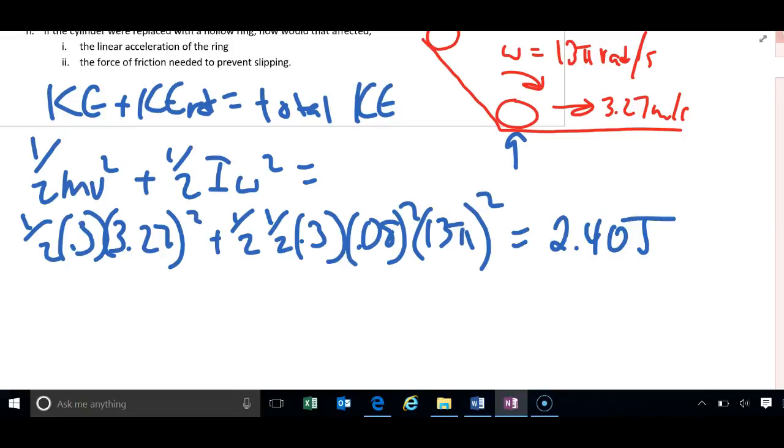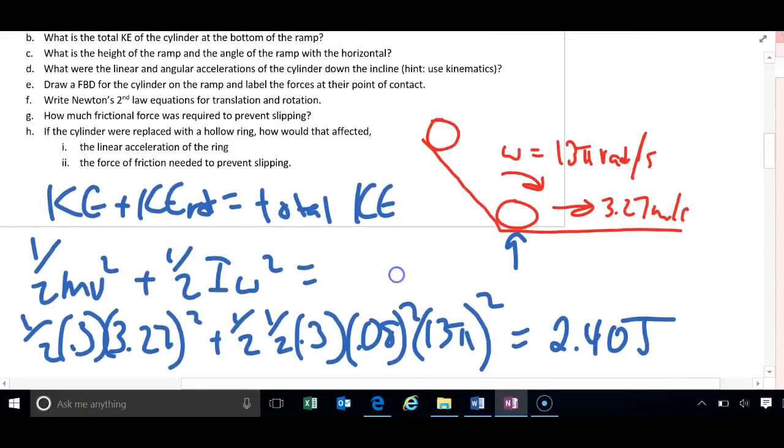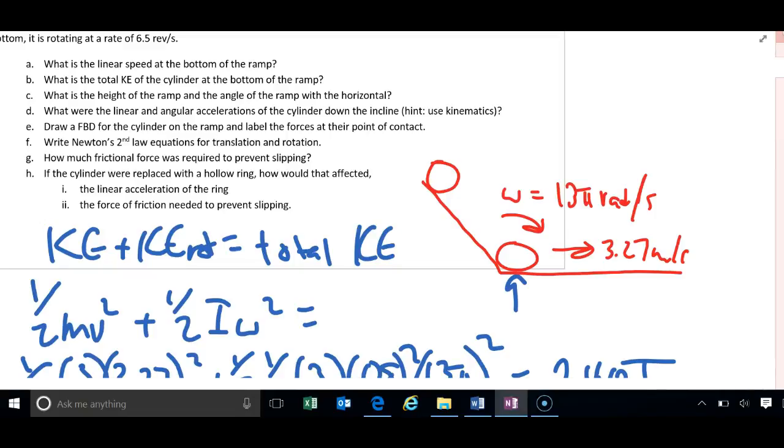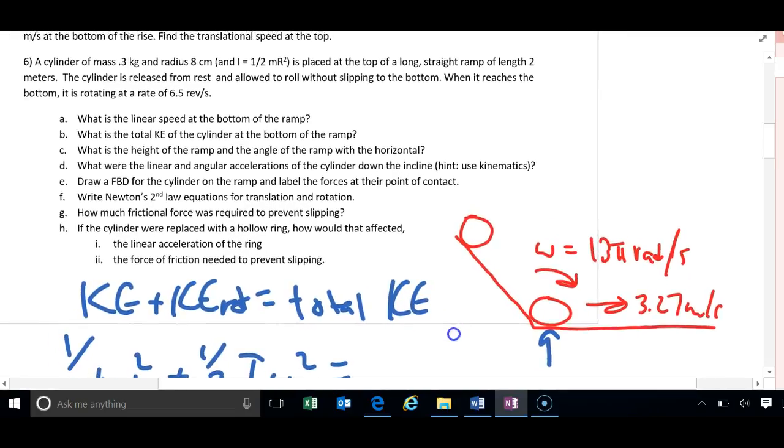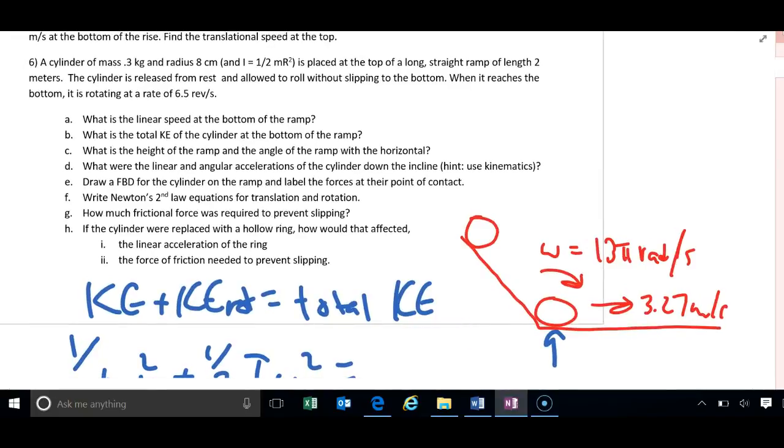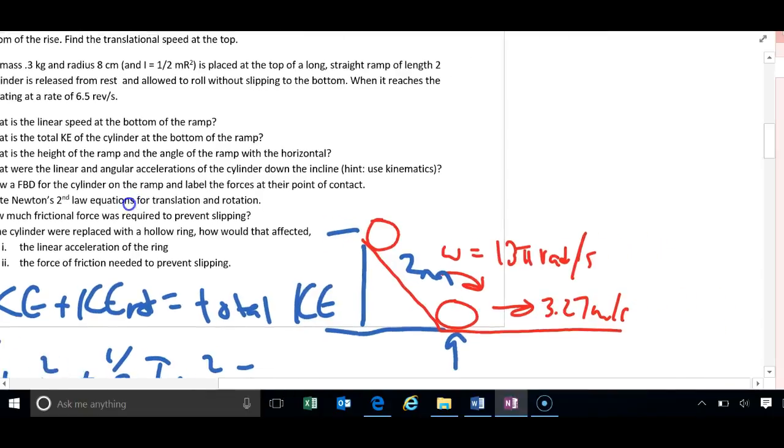So hopefully in a lot of these problems you're seeing a lot of review pieces. Now, part C says, what is the height and the angle of the ramp? Alright, well, we know the length of the ramp. If this was our triangle, it is 2 meters. If I can find the height, I should be able to find the angle. Well, how could I get height? Well, we talked about going from one height to another, you should be able to do conservation of energy.